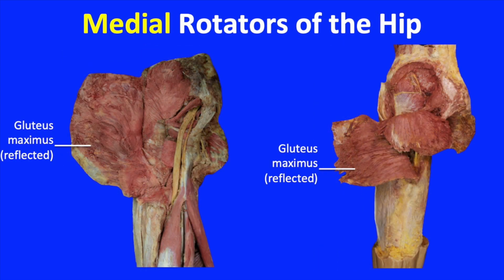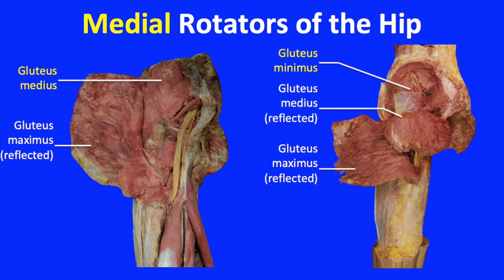The opposite action to lateral rotation is medial rotation. To see these muscles, we again need to reflect the gluteus maximus to observe the gluteus medius, which we then reflect to observe the gluteus minimus. Together, the gluteus medius and minimus produce medial rotation of the hip. And, as you can observe, these muscles are much larger than the lateral rotators. Hence, one would think you are capable of producing medial rotation much more readily than lateral rotation at the hip.